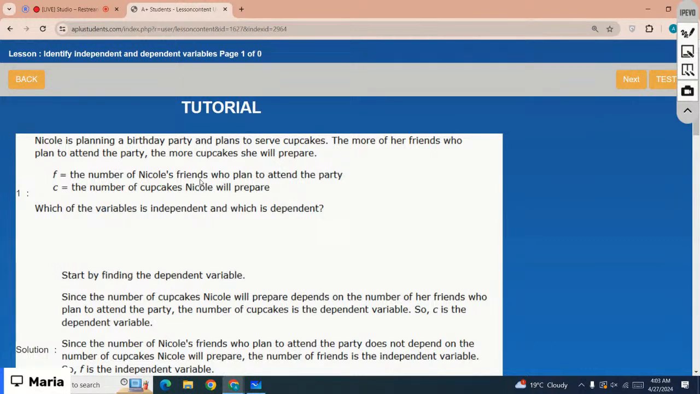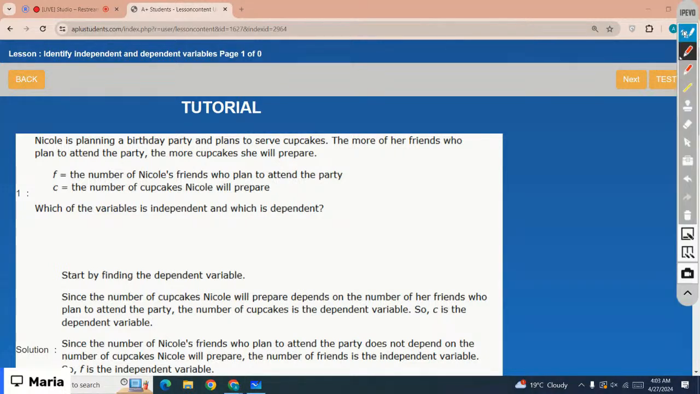So you can see this line. The more of her friends who plan to attend the party, the more cupcakes she will prepare. So if she has more friends, she will prepare more cupcakes. That means cupcakes are dependent on the number of friends, right? So F is the independent variable and C is the dependent. The number of cupcakes depends on the number of friends who plan to attend the birthday party, right? So F is the independent variable and C is the dependent variable, right?